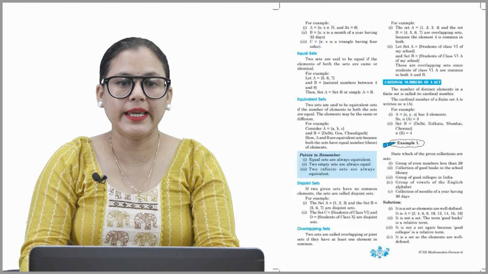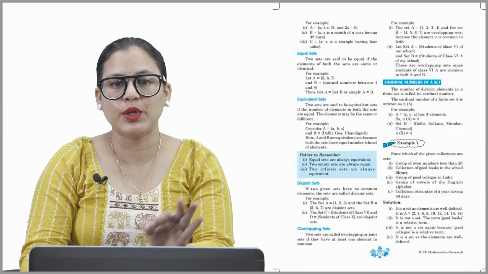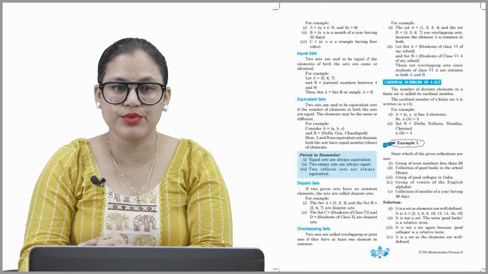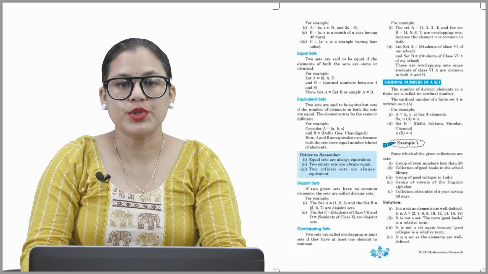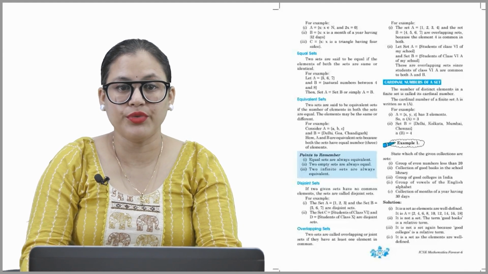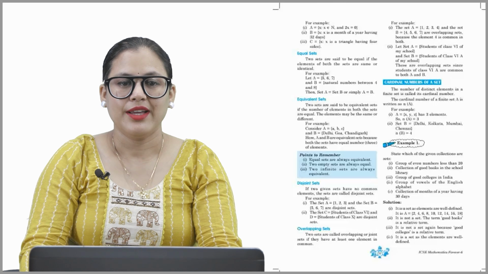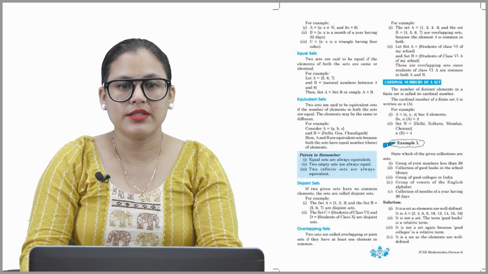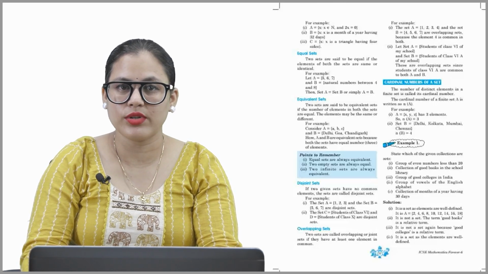For example, A equals x such that x belongs to N and 2x equals 0. B equals x such that x is a month of a year having 32 days. 3, C equals x such that x is a triangle having 4 sides.